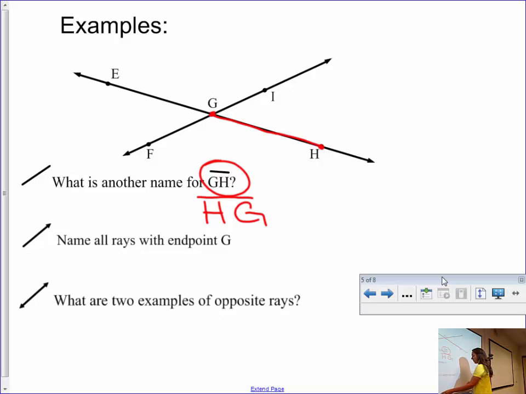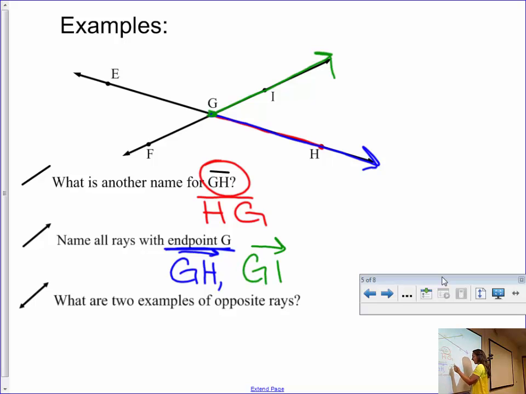Second question says, name all the rays with endpoint G. So since we're naming it with an endpoint G, G has to be which letter? The first letter, because the endpoint goes first. So we'll just start with the GH one. Now, since we're talking about the ray going from G to H, we have to use the ray symbol above it. That's one ray with endpoint G. Another ray starting at G and going in the direction of I in the green would be ray GI. Third one, going from endpoint G and off in the direction of E, you have ray GE.